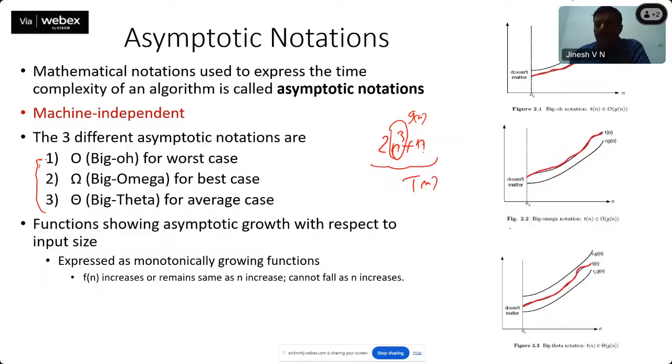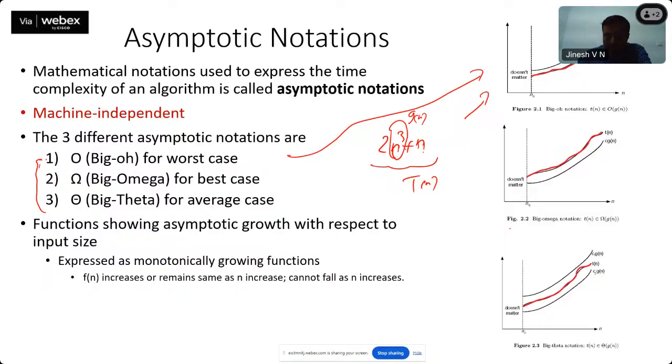Then if there is a function g of n which can grow more than your function t of n, then if there exists such a g of n, we can say that is big O notation. That is what you can see here.